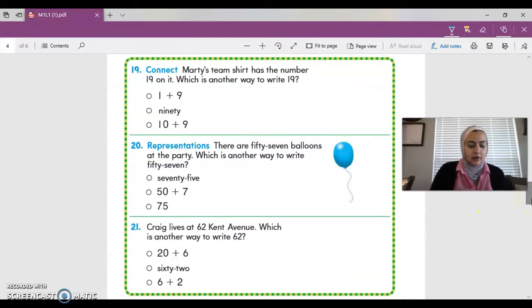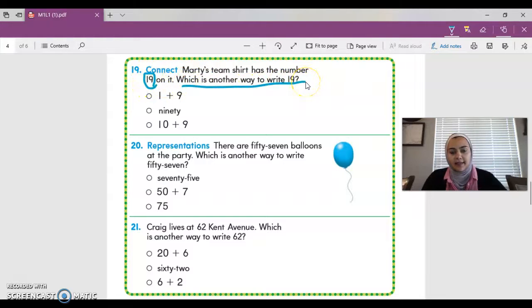All right, so we're not going to do all of these together. I do want you to do some of them by yourself, but we'll do a few together, okay? We'll do 19 together. Let's look at 19. Remember, when we read the questions, we have to show our strategies. That means circle what's important, underline the question, and circle the numbers, okay? Marty's team shirt has the number 19 on it. Circle that number. Which is another way to write 19?